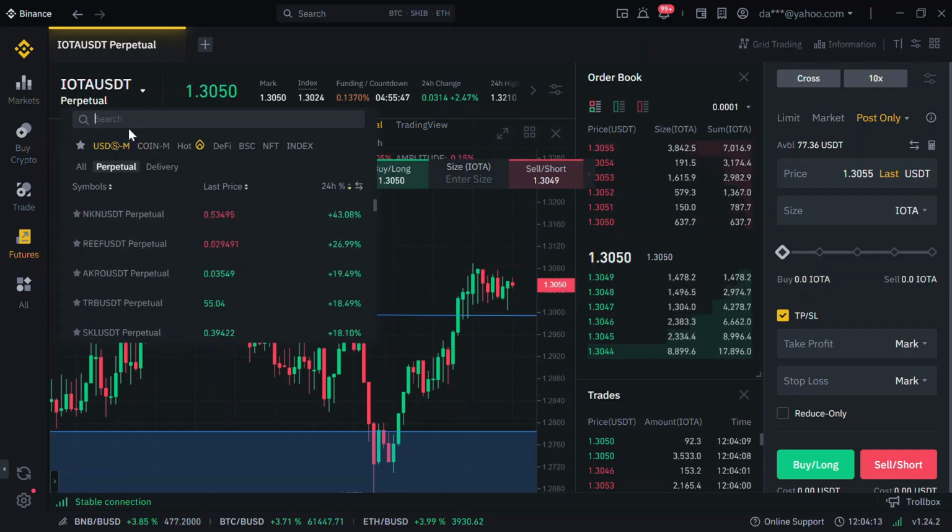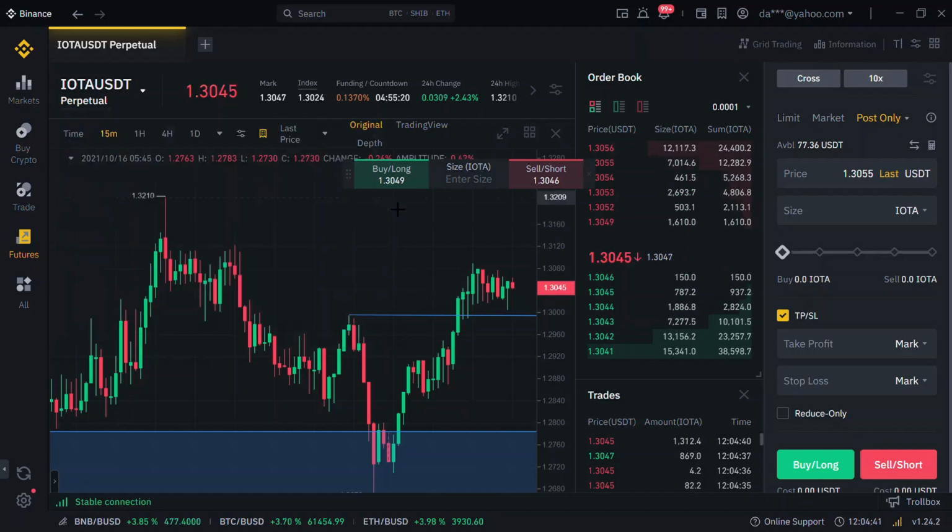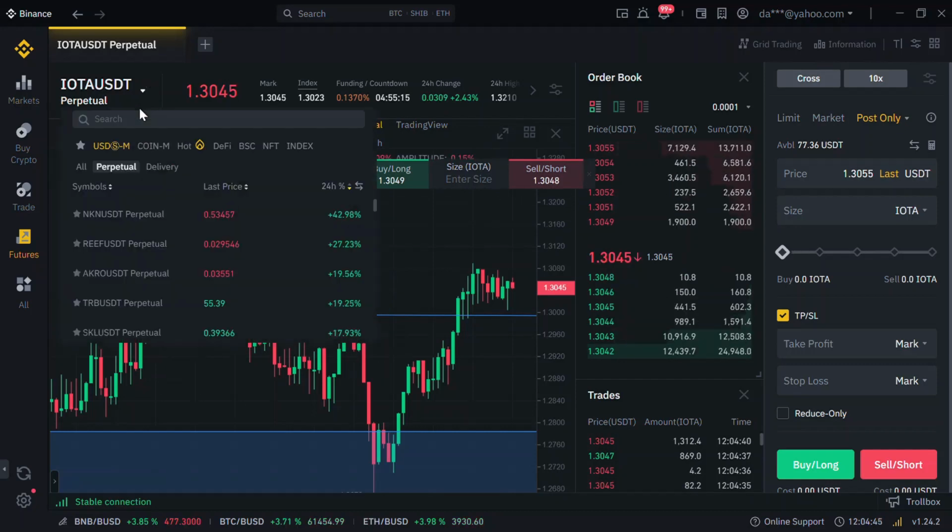Another thing to notice is this USDS-M or Coin-M. USDS means US dollar stable coin, the S stands for stable coin. Coin-M means that if you are going to be trading, you'll be using another coin as your collateral for the trades. While in USDS-M, it will be against USDT, that is Tether USD, or BUSD, which is the Binance US dollar. Those are stable coins.